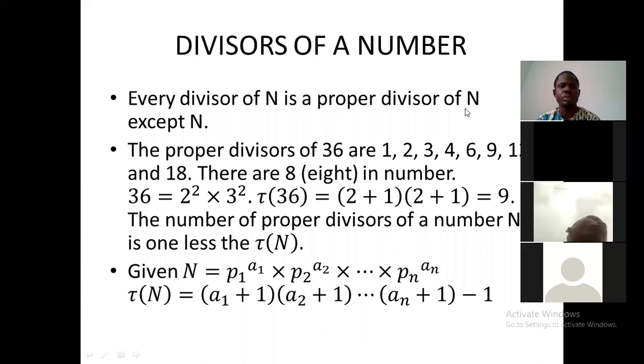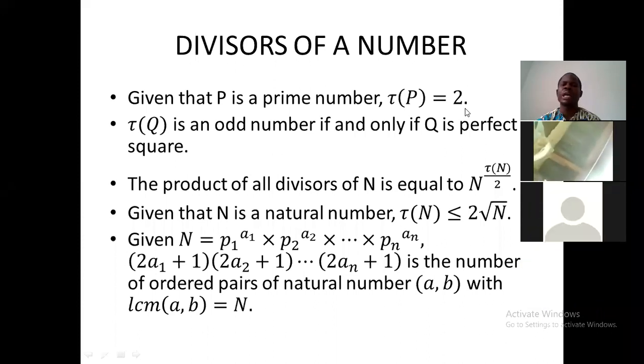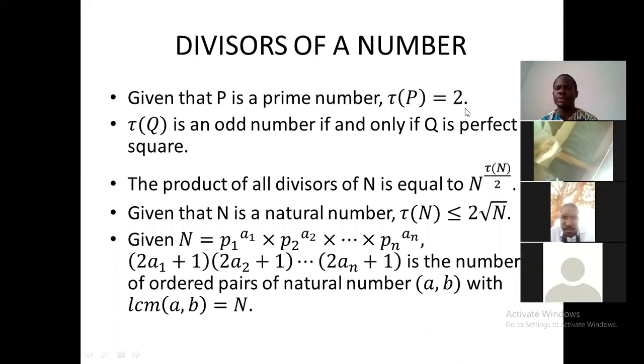Now the next things we want to note are very, very serious things. First of all, tau of a number is simply the number of factors a number has, the number of divisors a number has. Given that p is a prime number, a prime number has just two divisors, one and itself. So the tau of a prime number is always 2.